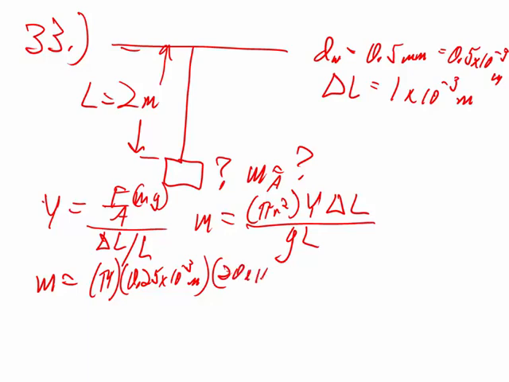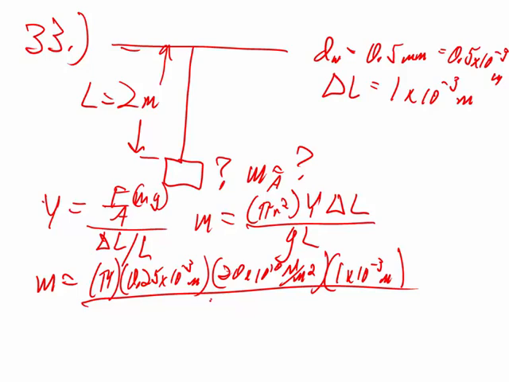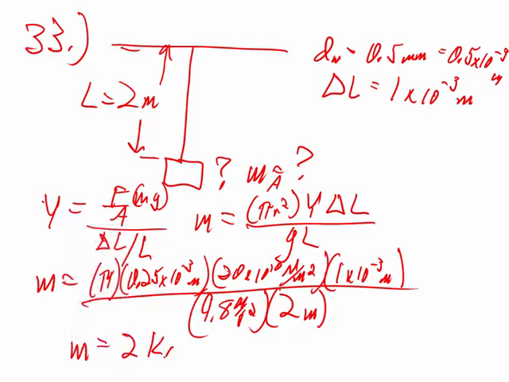So we got 20 times 10 to the 10th newtons per meter squared. That's Young's modulus for the steel. Times the change in length, 1 times 10 to the negative third meters, all divided by 9.8 meters per second squared times the length, which was 2 meters. And so the mass should be 2 kilograms, or real close to it. That's a really good problem there.